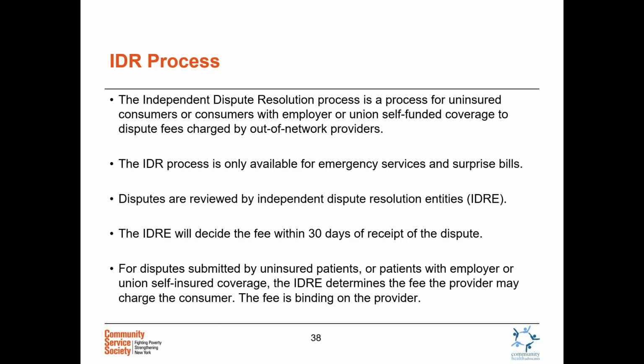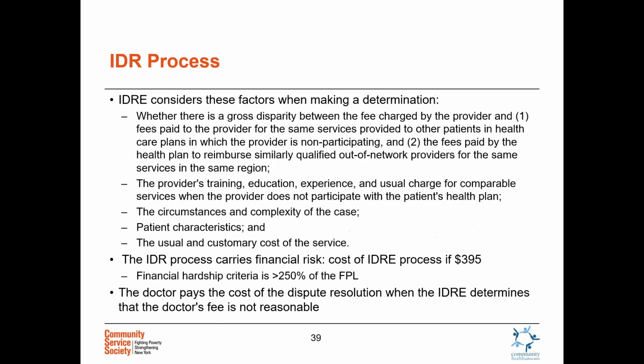And this is kind of the most important aspect of this, practically for an advocate, is that there is a fee. Oh, sorry, I haven't gotten to that part yet. That's later. So there's financial risk to this. And I'm just gonna skip ahead because I just wanna make this very clear. The IDR process carries financial risk. The cost of the process is $395. And oftentimes most people don't qualify for a waiver of that fee.